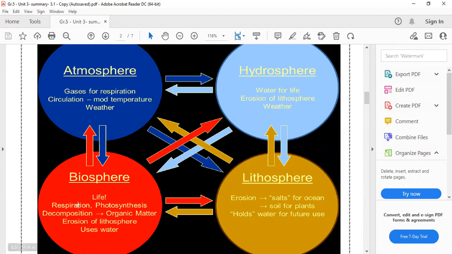Then the biosphere. We are talking about life: respiration, photosynthesis, decomposition. Do you remember the decomposers? Organic matter, erosion of the lithosphere, and uses of water. This is by the biosphere. Living things breathe, they have respiration, and plants make photosynthesis. Also, the decomposers break down dead plants and animals and provide organic matter, the nutrients, back to the soil. Also, erosion of the lithosphere and uses of water, as animals and plants use water.